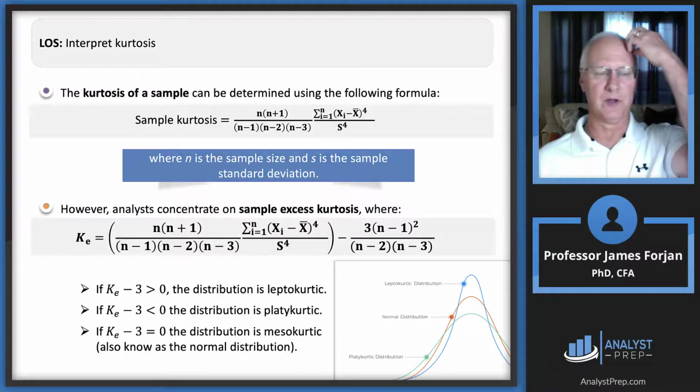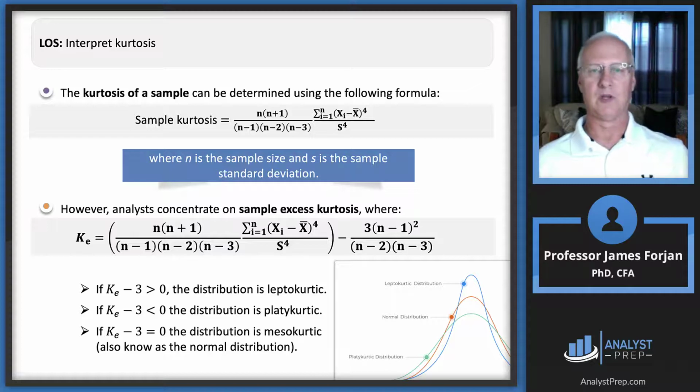Now let's interpret those. Look at the arrow points at the bottom. What we need to do is compute that kurtosis and then subtract 3. So if subtraction results in kurtosis that's positive, we say that's lepto. If it's less than 0, we say that's platy. And then if it equals 0, then we have the normal distribution.